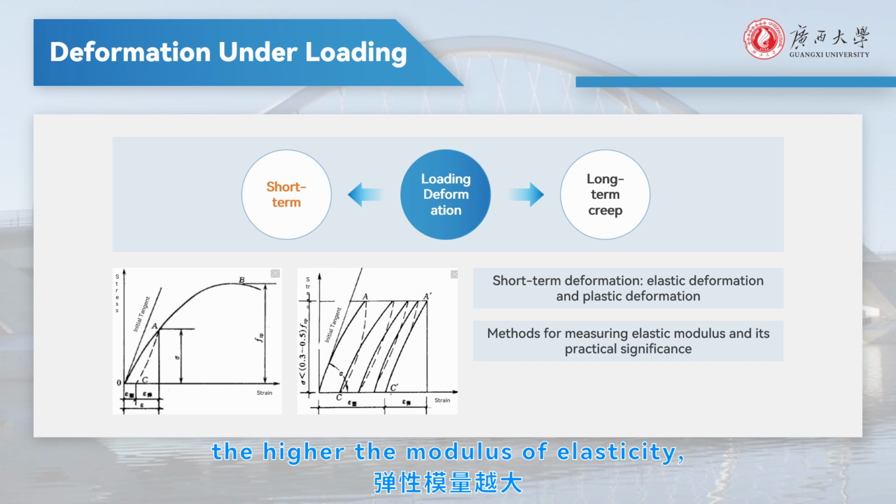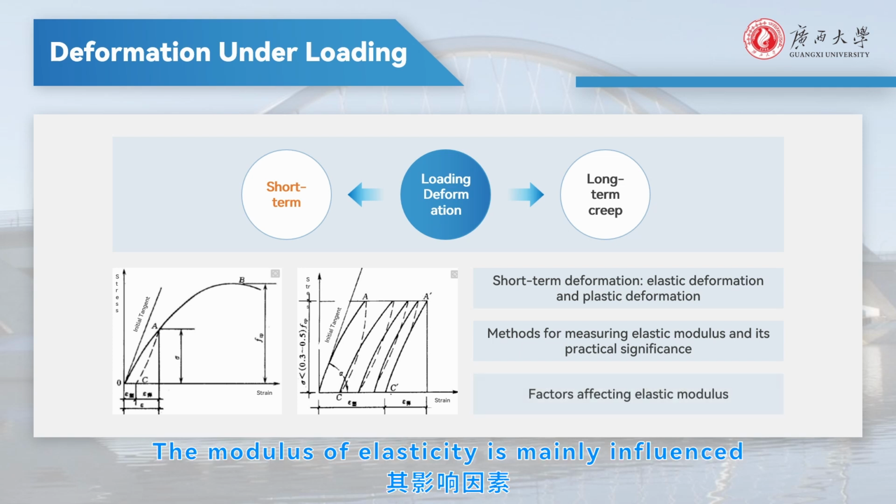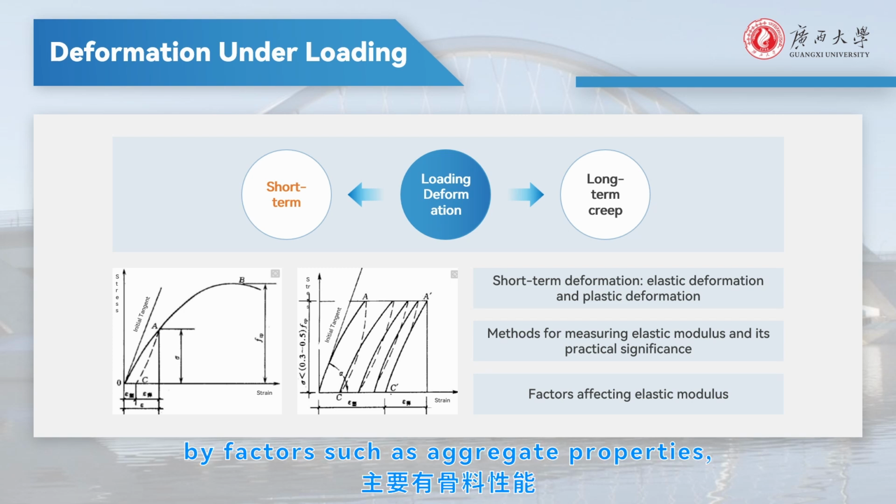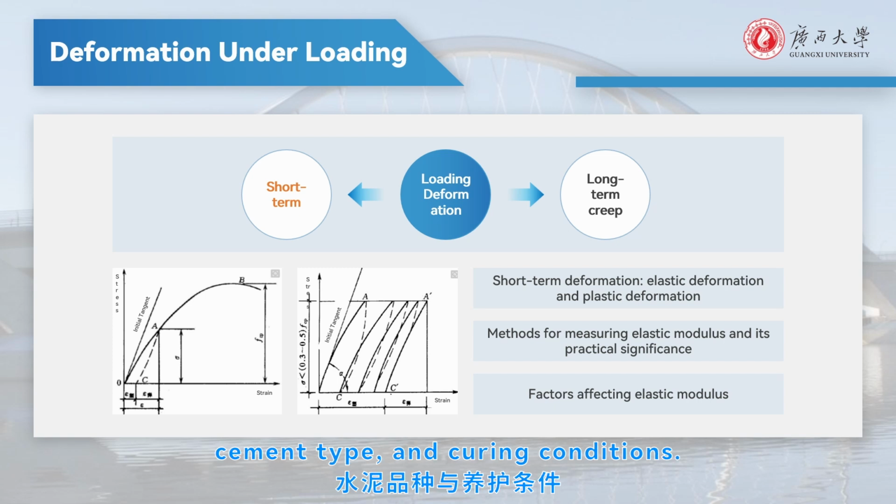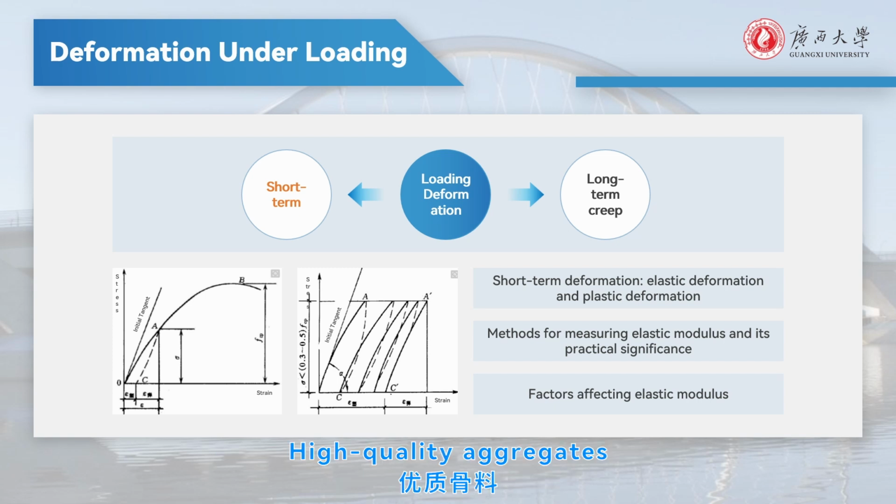The higher the modulus of elasticity, the greater the stiffness of the structure. This parameter is essential in calculating member deflection and designing structural stiffness. The modulus of elasticity is mainly influenced by factors such as aggregate properties, the water-to-binder ratio, cement type, and curing conditions. High-quality aggregates and a low water-to-binder ratio can effectively increase the modulus of elasticity.